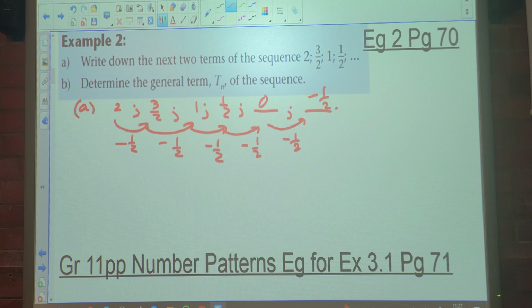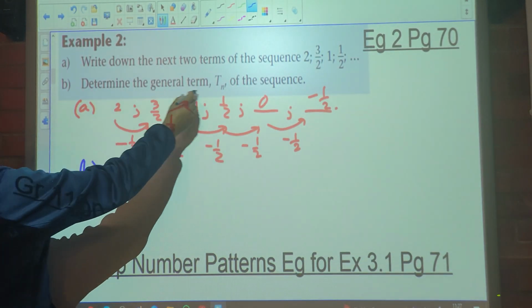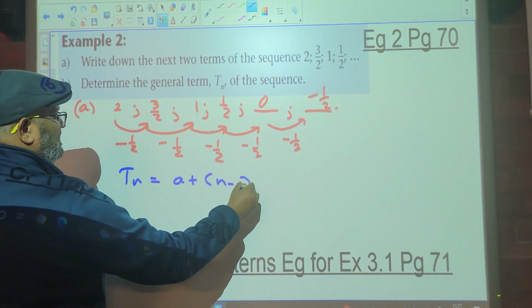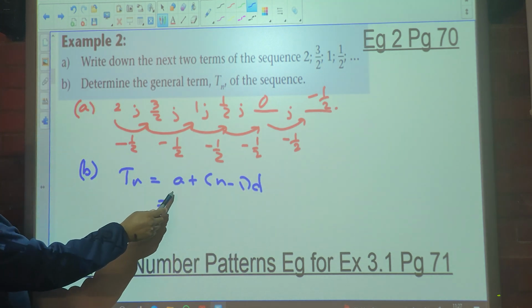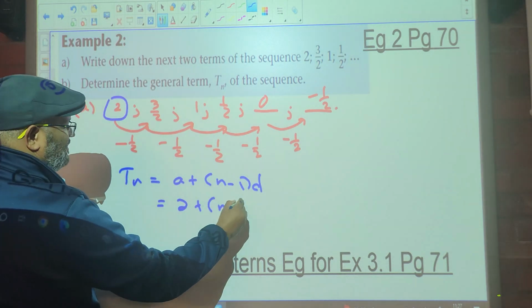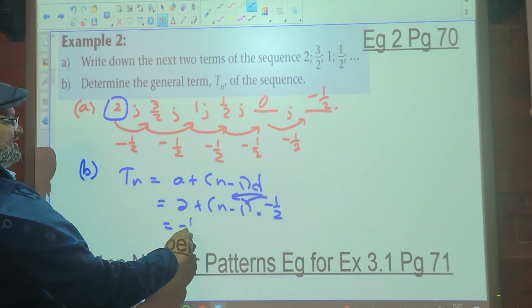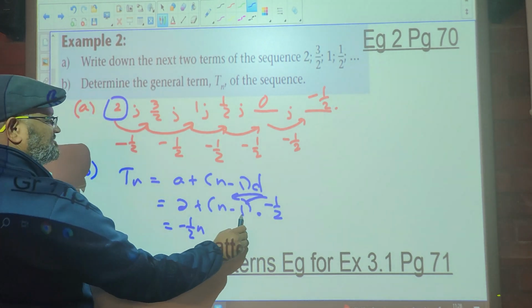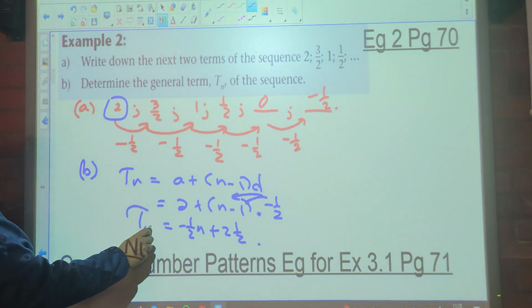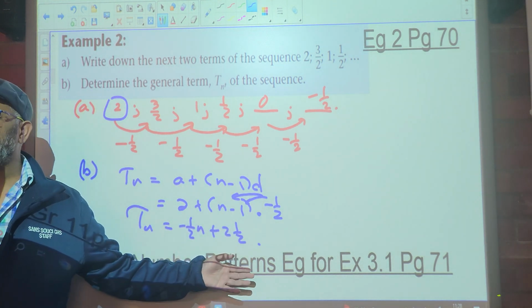You all understand? Yes. Then look at B. B says determine the general term, the nth term of the sequence. Tn is equal to a plus (n minus 1)d. What's my a value? 2, as the first term is 2. Plus (n minus 1), and my d value is negative half. We get rid of the brackets, so it's negative half n. Negative half times negative 1 is positive half, plus 2 is 2 and a half. This is my general term. It can also be negative n over 2 plus 5 over 2, which is the same thing.